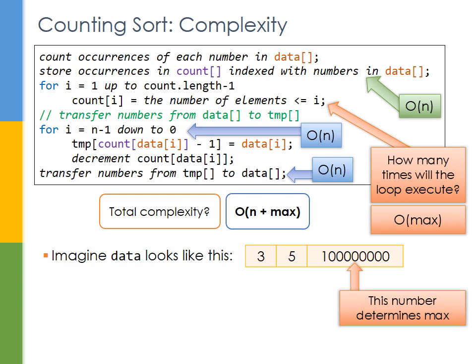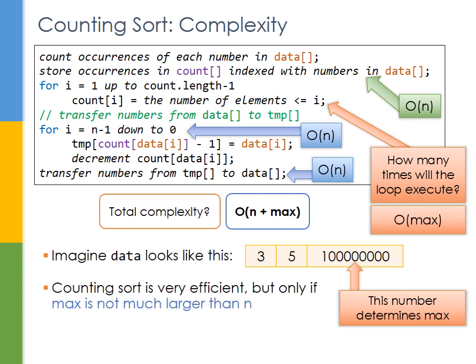So what this means is that this array's structure, and the fact that we have this very large value contained within the array, is going to have a large detrimental impact on the performance of the counting sort algorithm. In fact, what will happen in this case is that the value of max will completely dominate n, because in this case n is only 3. So counting sort is very efficient, but generally only if max is not much larger than n. In other words, max should not dominate the complexity that we compute.